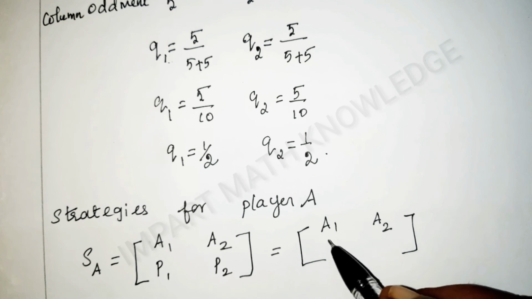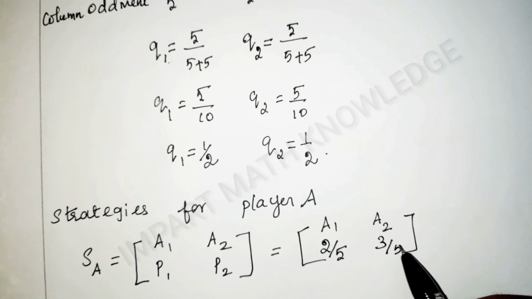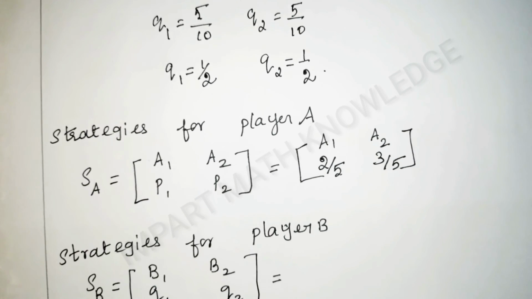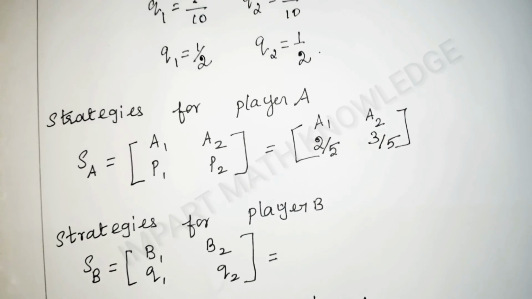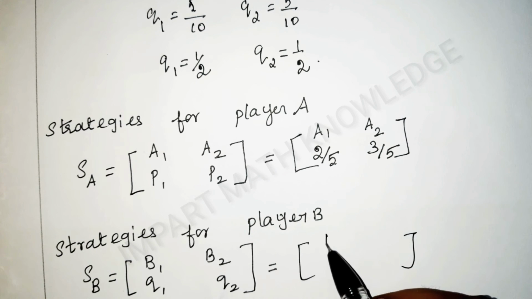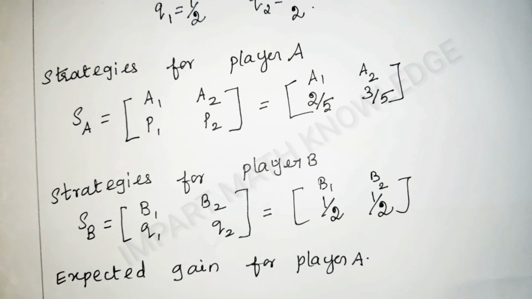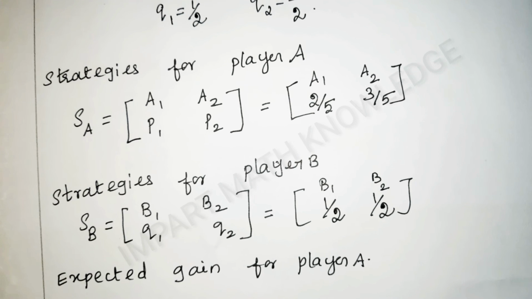Strategies for player A are A1, A2. The probability P1 is 2 by 5 and P2 is 3 by 5. Now the strategies for player B are B1, B2. Q1 is equal to 1 by 2, Q2 is equal to 1 by 2. Next we have to find the value of the game. For that we have to find the expected gain for player A and the expected loss for player B.